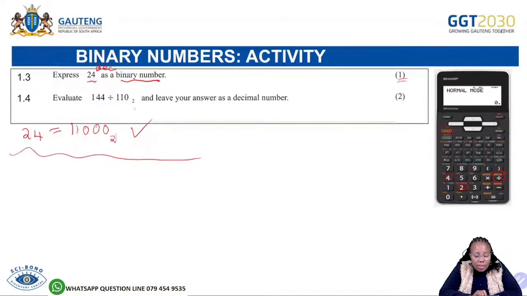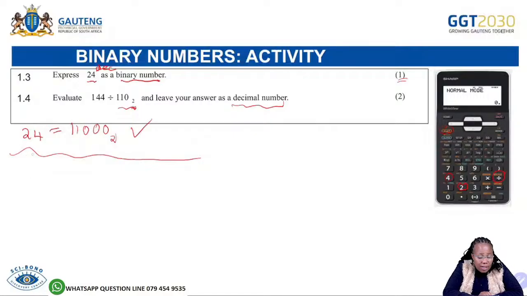And then you'll see with this base that this is in binary mode. So it's 144 decimal, divide by 110 binary, and leave your answer in decimal. That means now if they say leave your answer in decimal, it's better to change everything into decimal. So we are going to change this 110 to decimal now.